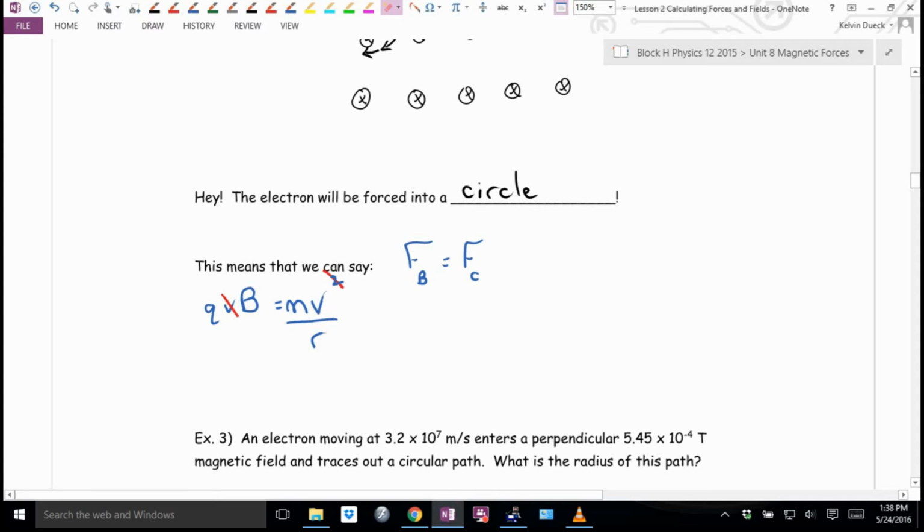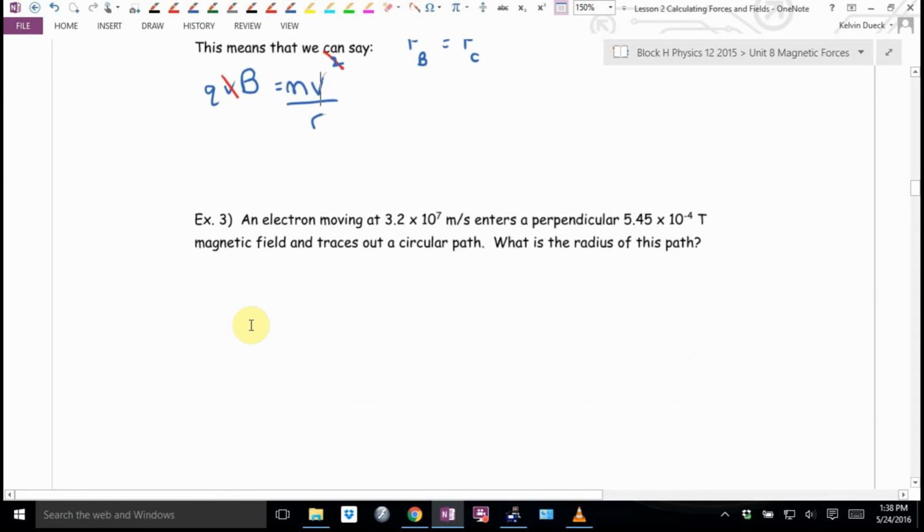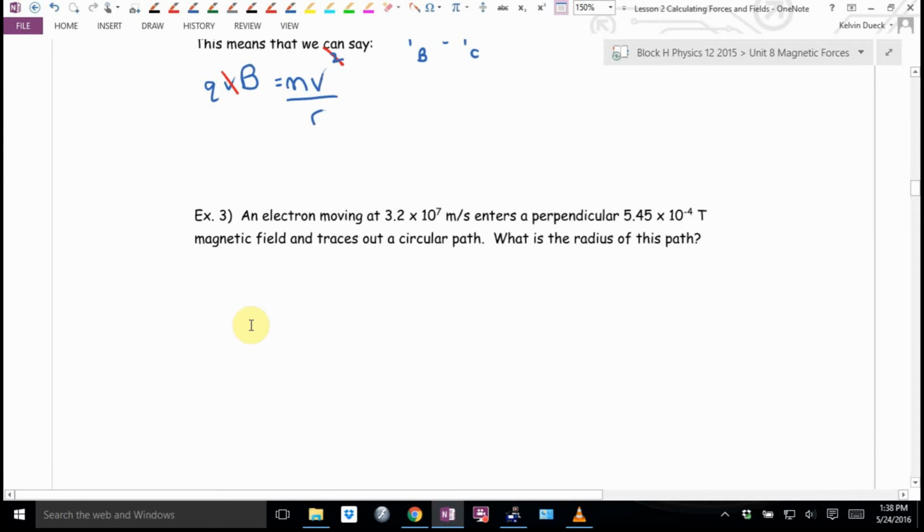So let's look at some of this. Example 3. An electron moving at some speed enters a perpendicular, so they are at right angles, 5.45 times 10 to the negative 4 Tesla magnetic field, and traces out a circular path. What's the radius of this path? Jason, when you're done yawning, what does this question want me to find? Radius. This sounds circular to me.